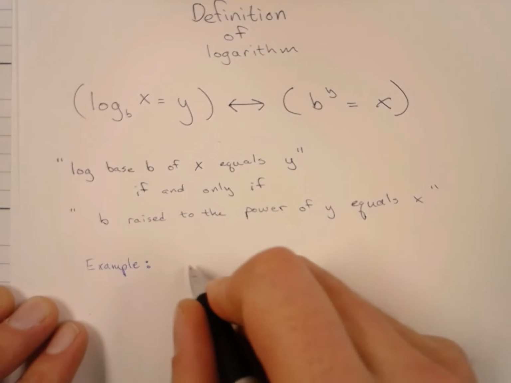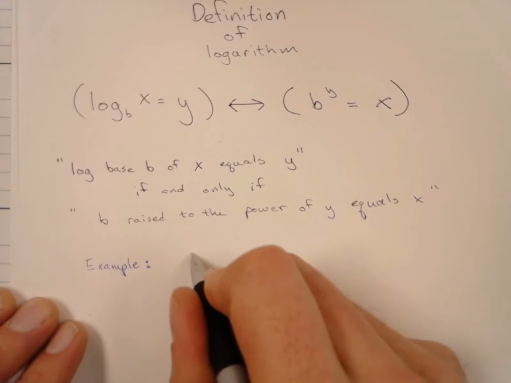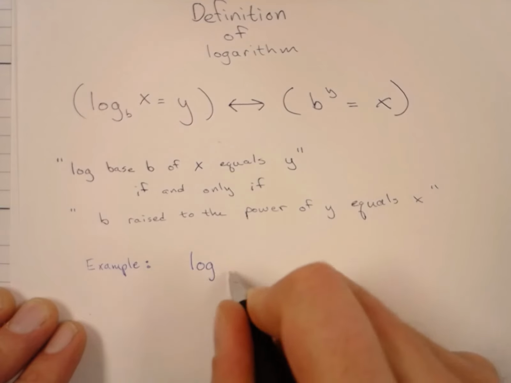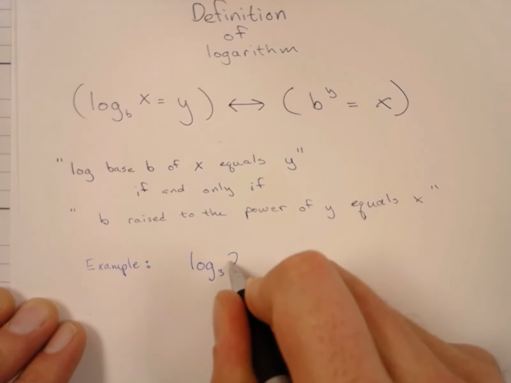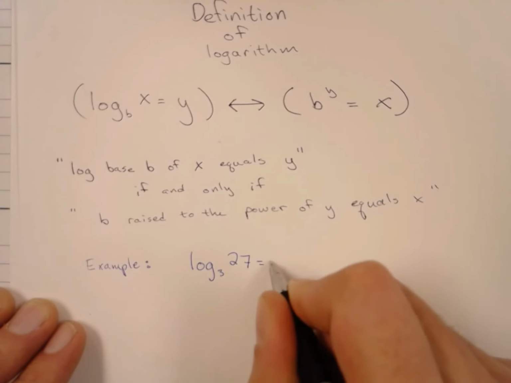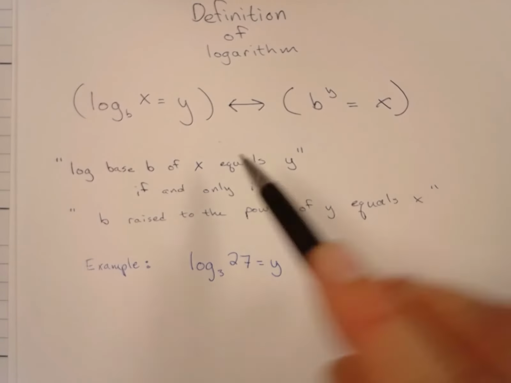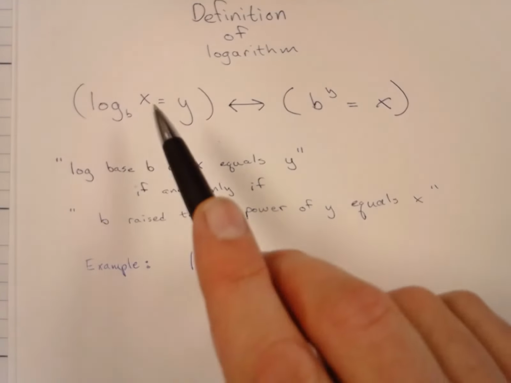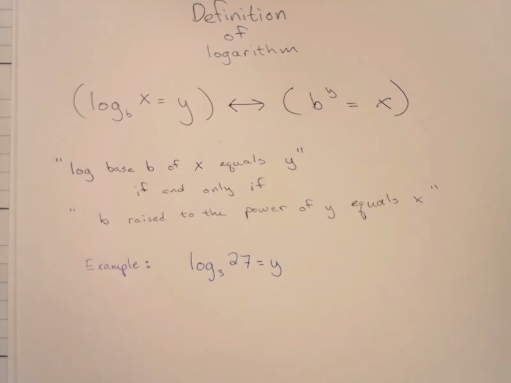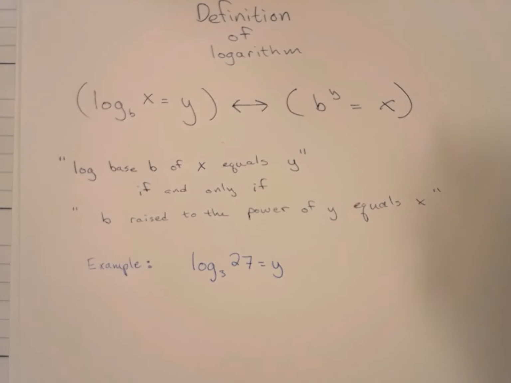So if I asked, for example, what is log base 3 of 27? I'll just set some random variable, y. These are arbitrary, by the way. They don't have to be b's, x's, and y's. They could be anything: r, q, whatever. So let's closely follow this definition.